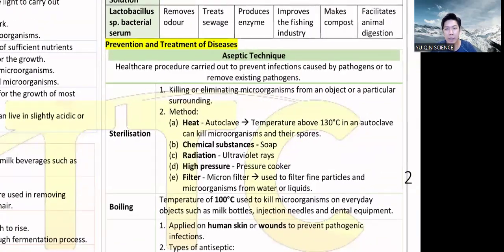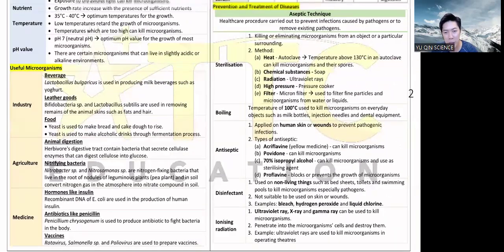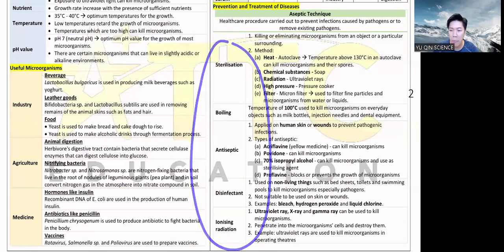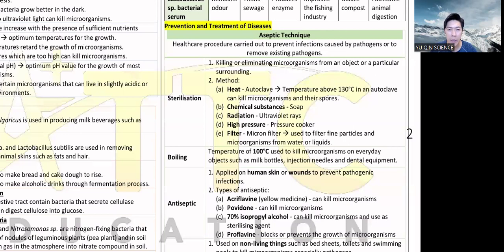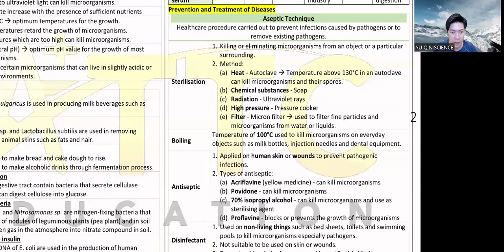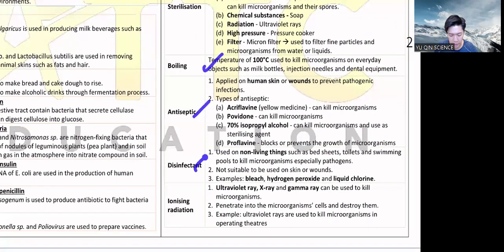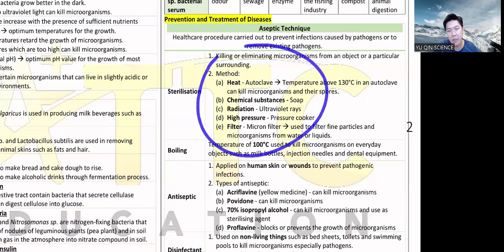We have aseptic techniques, the methods that we use to stay away from diseases and kill germs. It's a healthcare procedure to prevent infection caused by pathogens. Sterilization, boiling, antiseptic, disinfectant, and ionizing. Sterilization has a lot of methods, like even washing your hands with soap. Using the autoclave machine to kill germs in utensils or tools in clinics and hospitals, UV light, pressure cooker, micron filter to filter particles in water. These are called sterilization methods.